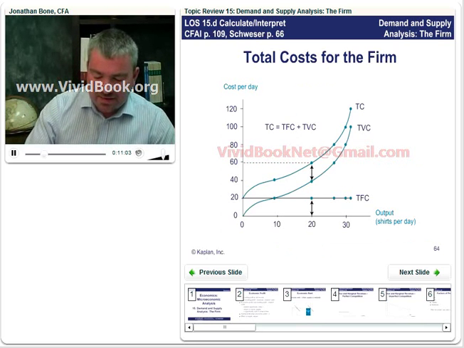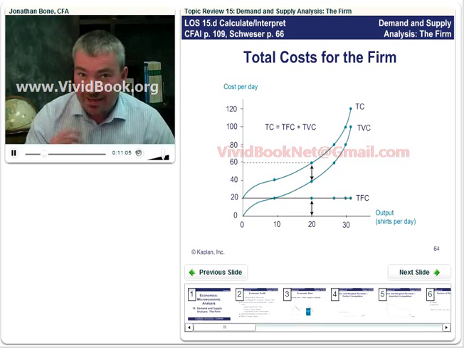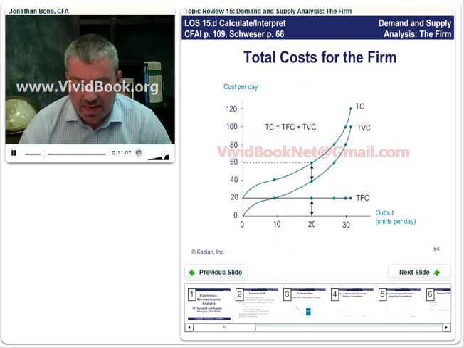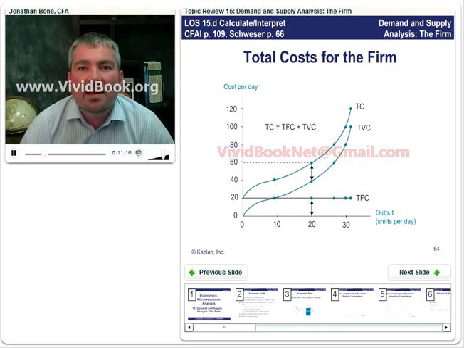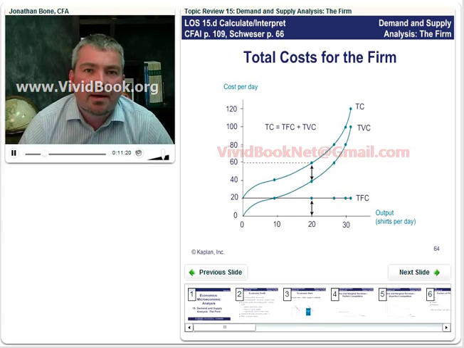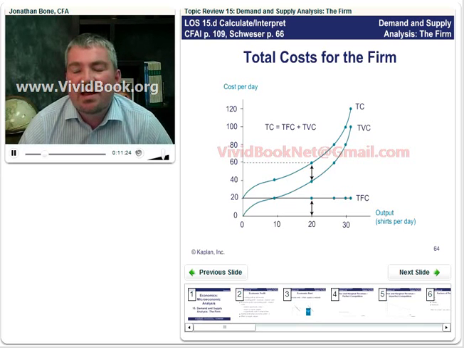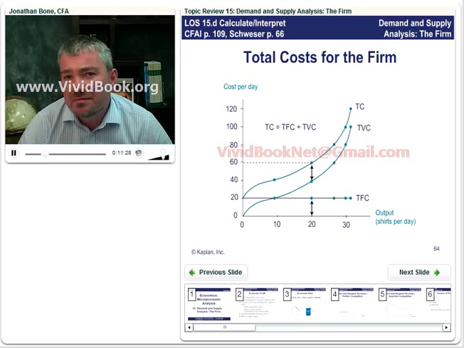Now let's take that on and talk about, and calculate and interpret, total, average, marginal, fixed and variable costs for the firm. Okay, let's just start with our diagram here. What we can see is we've got a straight line on the bottom of the diagram at about $20 per day that says TFC. Now that TFC stands for total fixed cost.